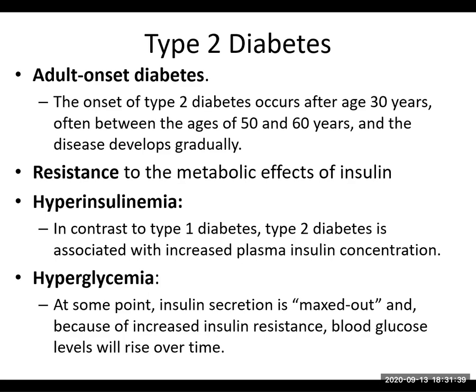And in the end, this hyperinsulinemia is not even enough. And then we will also develop hyperglycemia. So that's these 2 types of diabetes.